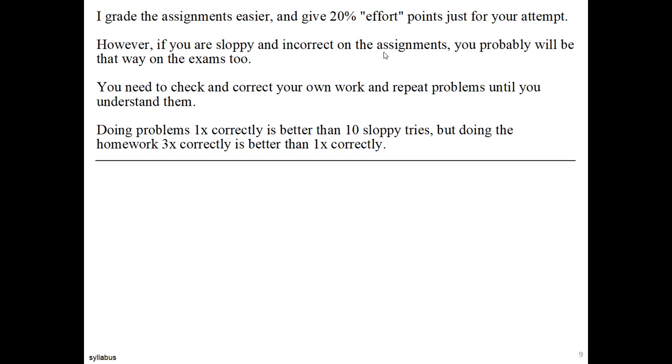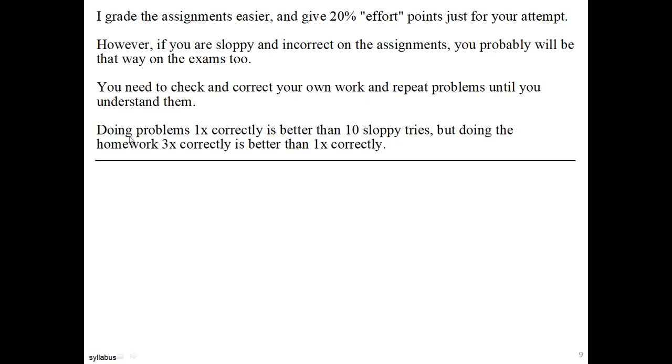Okay, I've seen it every single semester. I've been teaching this course for decades. So as you go through and do the homework or the assignments, check your work and correct it if you make mistakes, and then try to repeat it. And if you can't repeat it and get it right, then repeat it again.